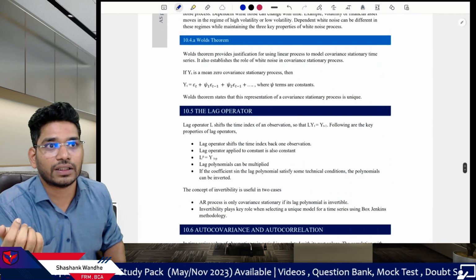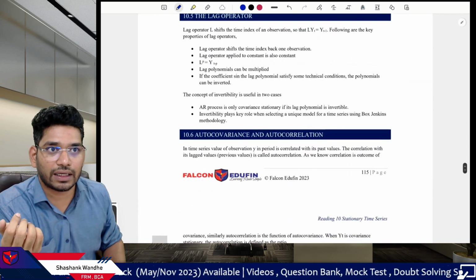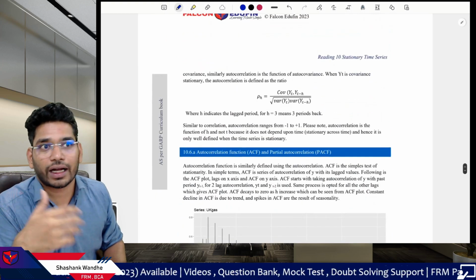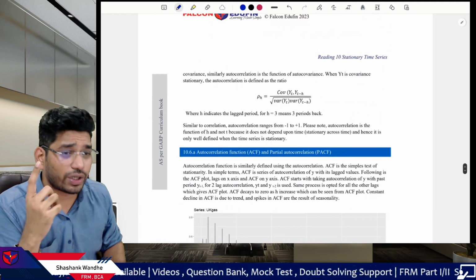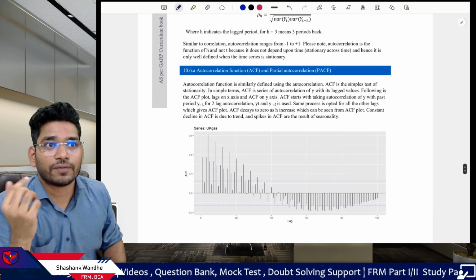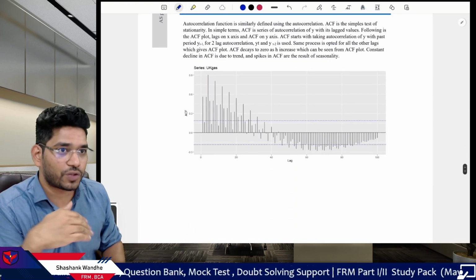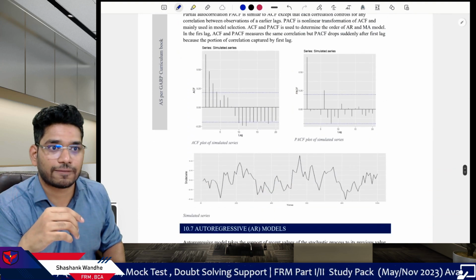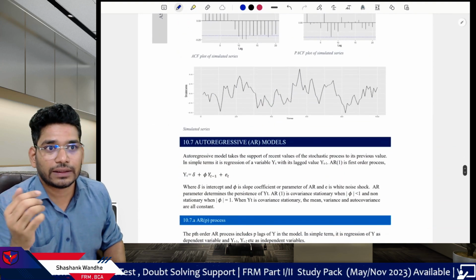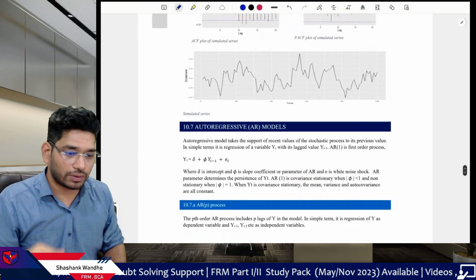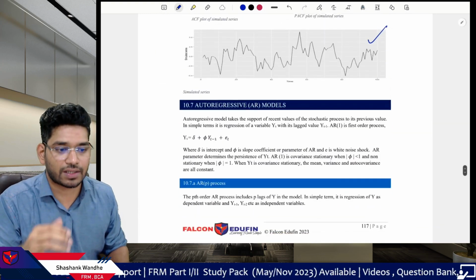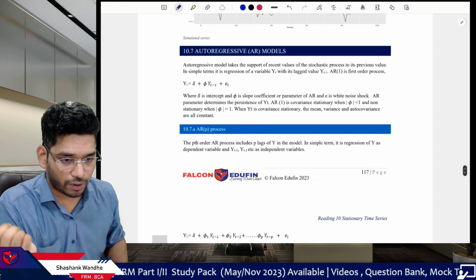bullets are very important. Then Wold's theorem is here. Then the lag operator, autocovariance and autocorrelation. Again, the formula is given here, not important. You don't need to bother about this particular formula. Then we have the ACF and PACF. So the ACF, PACF diagram: how ACF and PACF work, the ACF plot, and then simulating a time series. This ACF and PACF plot is based on this particular time series. This is simulating a time series using programming.